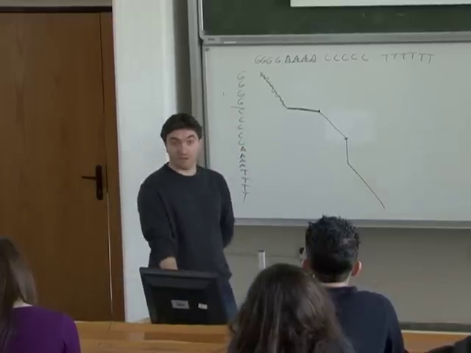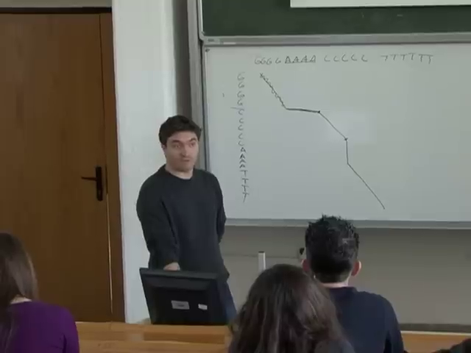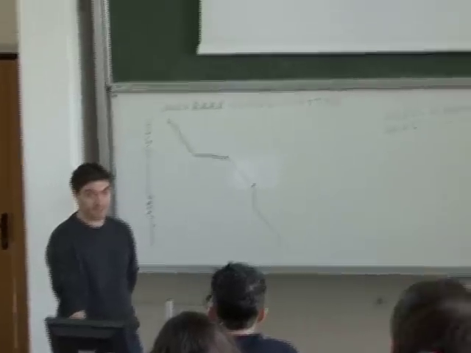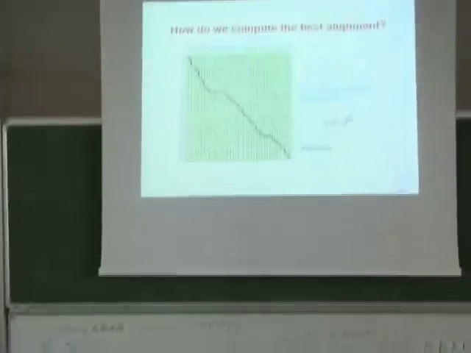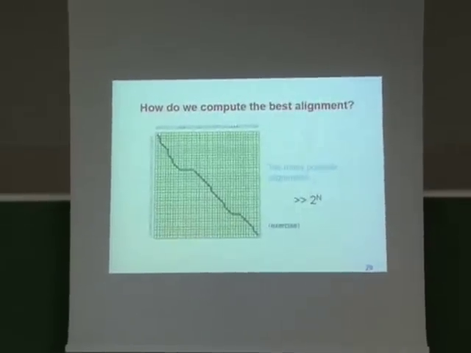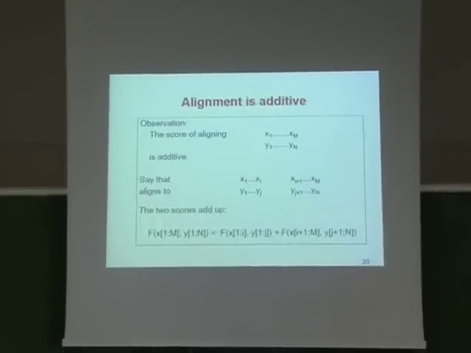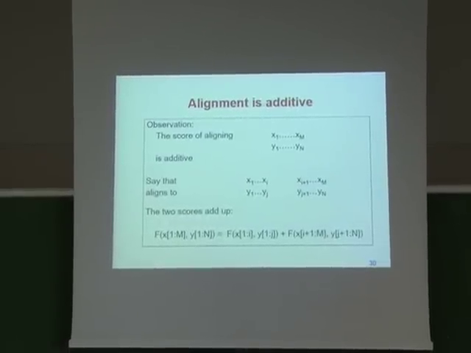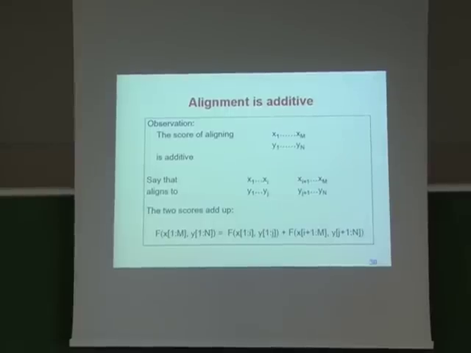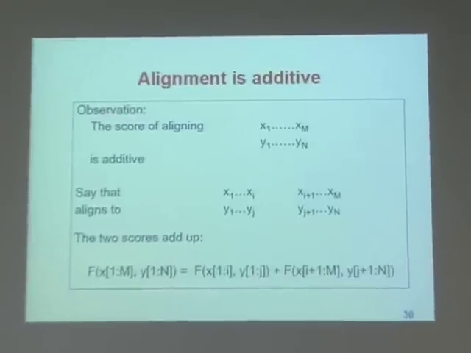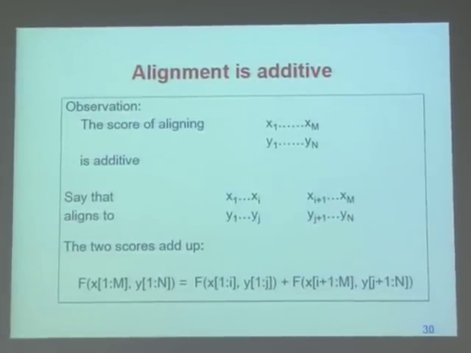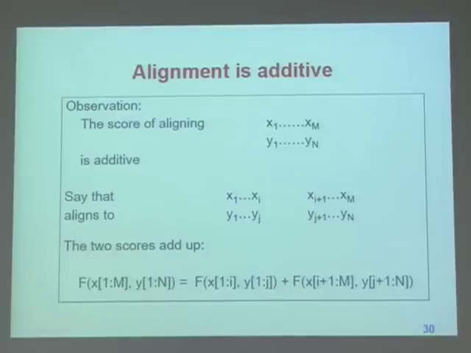Now, how are we going to find our solution in polynomial time? We'll be able to do it in n times n, in n squared time. Now, here is an observation. This is the additivity property of score, which will help us to divide the problem into subproblems.